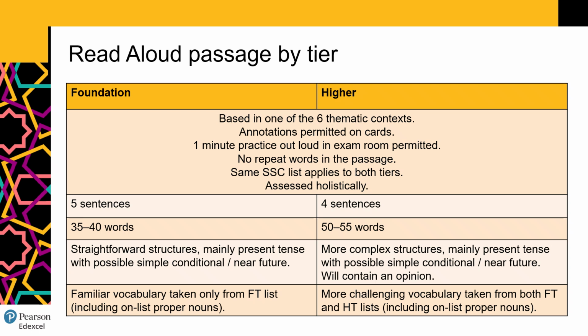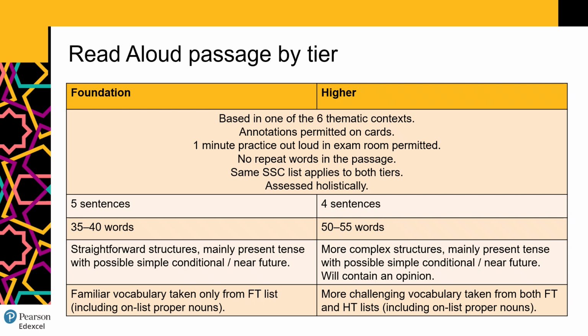A range of SSCs from the list will feature in each read aloud passage, but the task will be assessed holistically. We'll look at mark schemes later. The SSCs are identical for each tier, so the tasks are differentiated in the following ways: the selection of vocabulary, the number of words to be read, the complexity of the sentences in the passage. As a further note, in Spanish, the understanding and use of appropriate stress patterns is a higher tier only requirement in the SSC list.